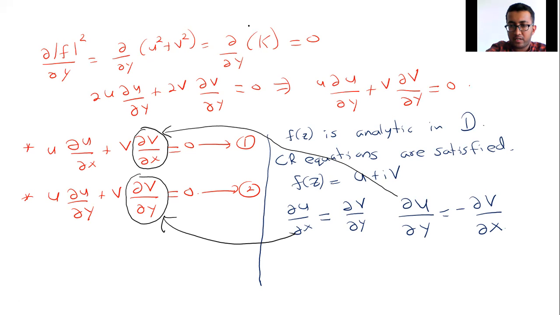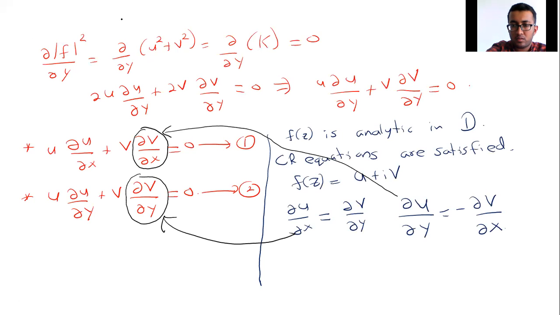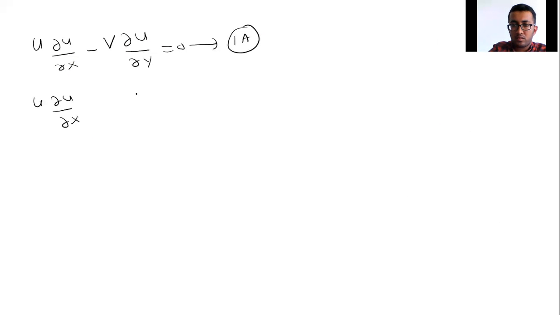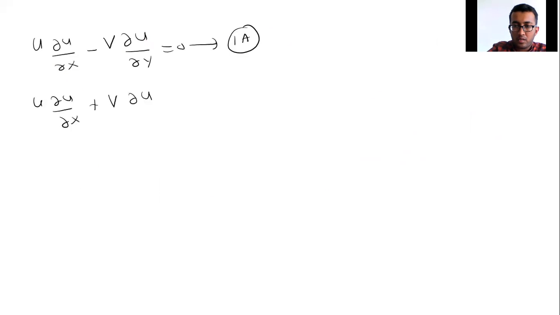And from the second equation I can have u ∂w/∂x plus v ∂w/∂x plus v ∂w/∂y, here ∂w/∂x, right? Here you have ∂w/∂y equals 0. I will take this equation as 1b, right?